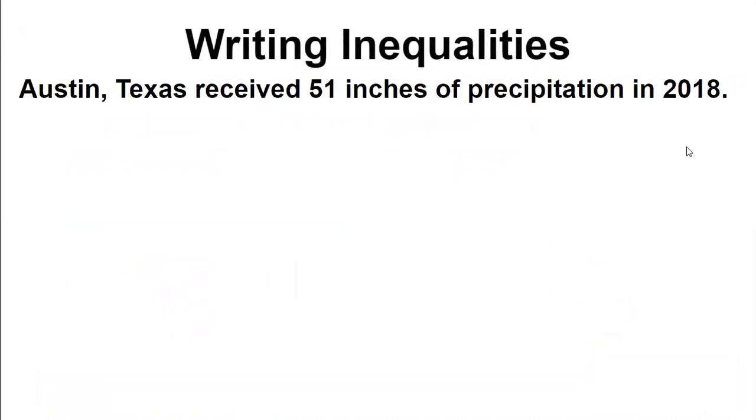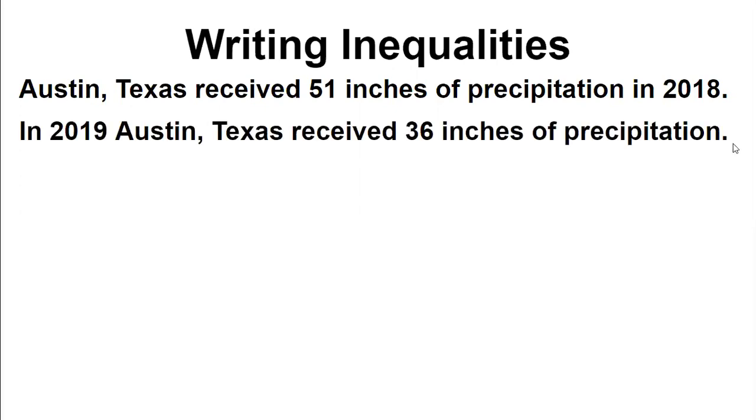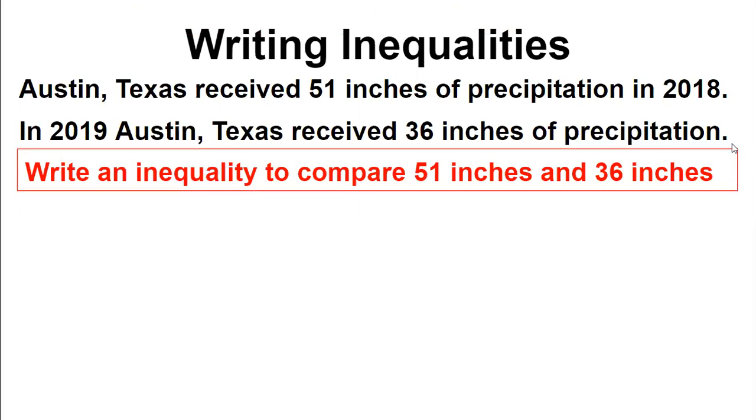Okay, Austin, Texas received 51 inches of precipitation in 2018. Precipitation is a word you're going to use in science a lot this year when we talk about the water cycle. Precipitation is rain or snow or sleet. So Austin, Texas got 51 inches in 2018. In 2019, they got 36 inches of precipitation. Write an inequality to compare 51 inches and 36 inches. How do we do that?